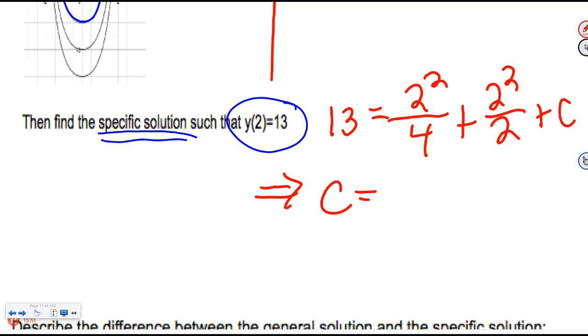What is it? This was supposed to be to the what power? 4th. Sorry, I wrote it down wrong. It was x to the 4th over 4 plus x squared. It's a 7. Do I have a 7? This is not the answer.